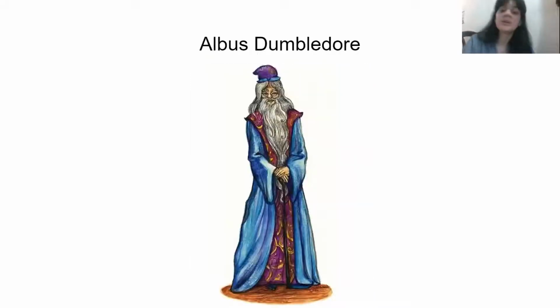Then you have the principal. His name is Professor Albus Dumbledore. He's the wisest of them all, as you can see. And he always helps Harry, Hermione, and Ron whenever they fall into trouble.